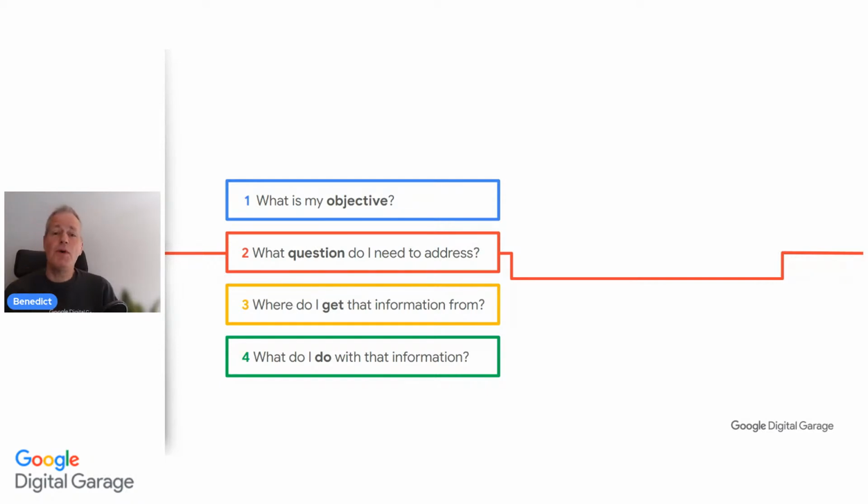So it's a framework for actually thinking about the types of goals or objectives you should be setting to measure the success of your business online. We're going to go through each of these. What is my objective? What question do I need to address? Where do I get that information from? And what do I do with that information?